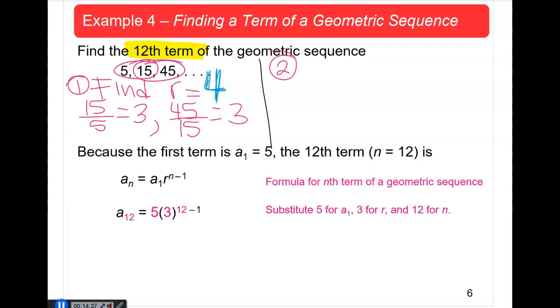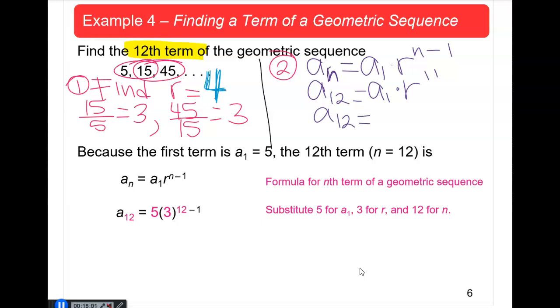Now, after we've done that, we're going to use the formula that we saw on the previous slide. So to find the nth term of a geometric sequence, you will take the first term and then multiply by the common ratio to the power of 1 less than the subscript. So in this case, we need the 12th term. So we're going to need a sub 1 times r to the power 11, because that will be one integer less than 12.